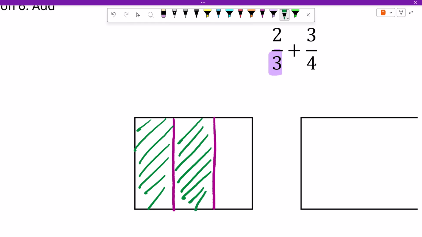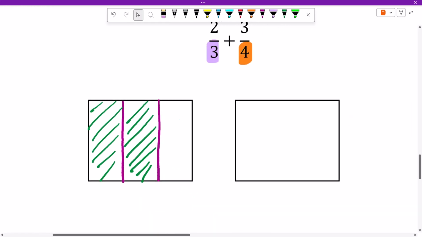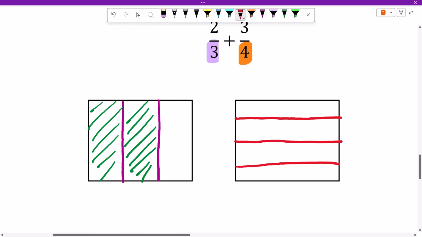So the other one is 4 parts, but we draw the lines going the other way. This one we draw it up and down. This one we're going to go the other way, left and right. So we're going to divide this up into 4 sections. Let's go here, like so. 4, right? And we color in 3 of them.